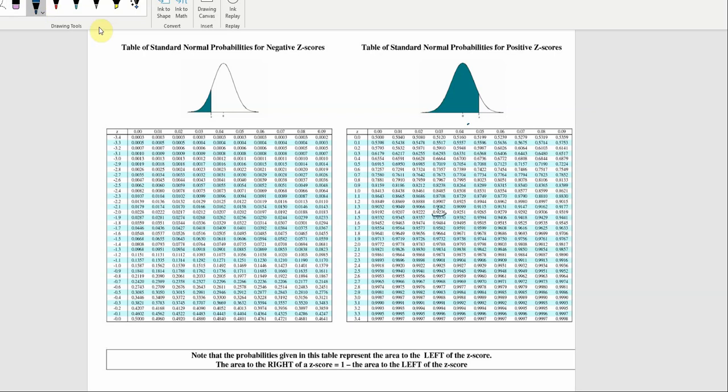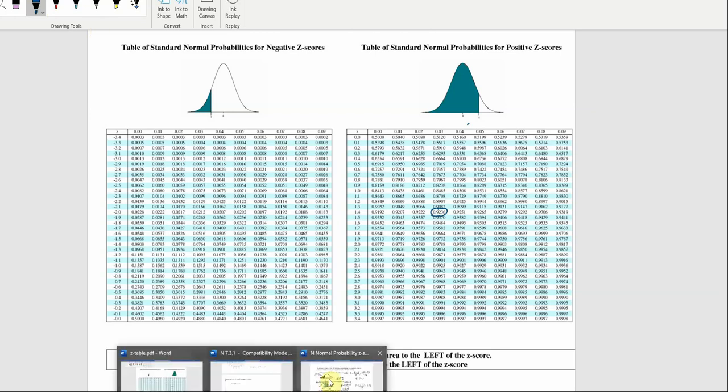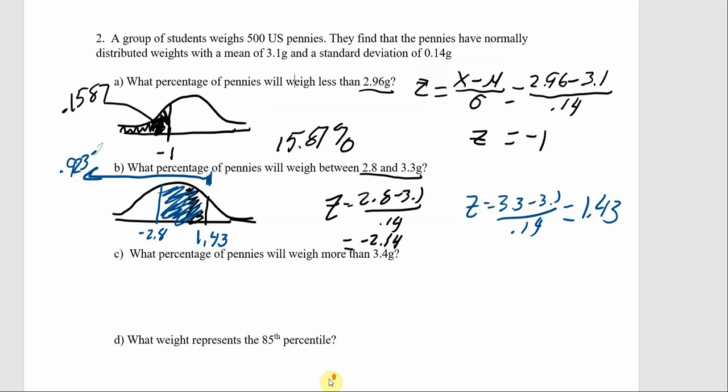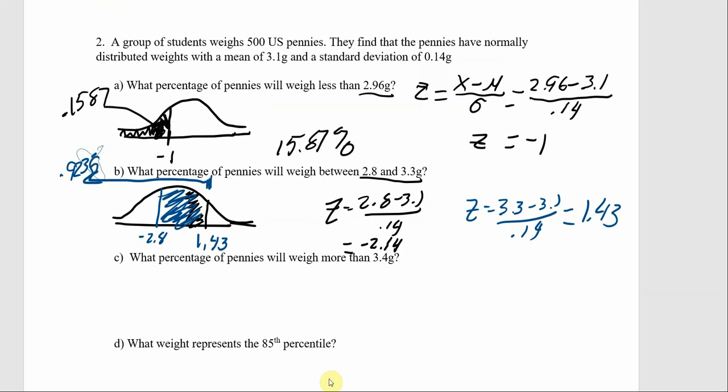1.43. Here we go. It's this guy right here. 0.9236. So we come over here to our picture, and this one is 0.9236. So what's going on there? Now when I find this guy, it's going to give me all the area down here. I'm going to take the big one and subtract off the small one, and that's going to give me what I'm looking for.